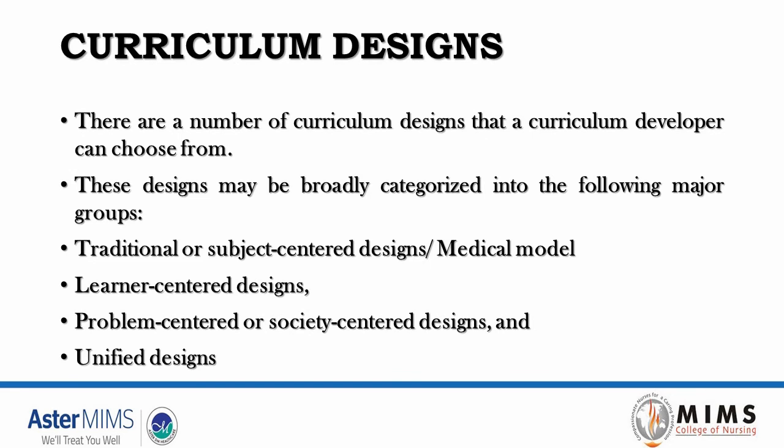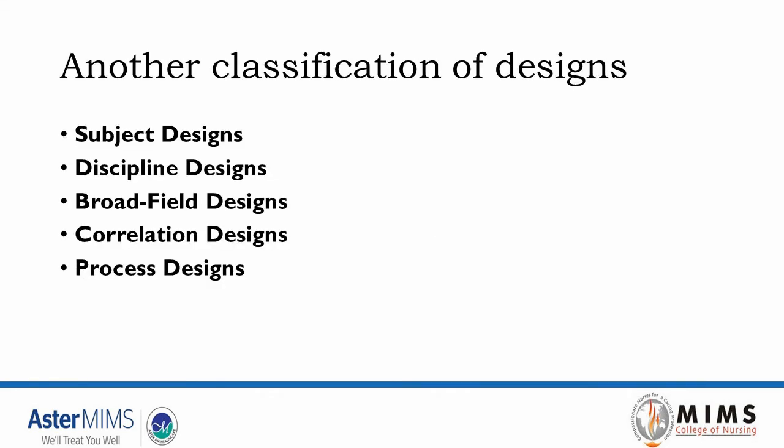Then we have talked about the elements, components, and dimensions of curriculum design. Now we briefly go through what the types of designs are. There are different types of designs available. These designs may be broadly categorized into the following major groups: traditional or subject-centered designs, which we call our medical model in health science, then learner-centered designs, problem-centered or society-centered designs, and unified designs, etc. And again, another classification: subject designs, discipline designs, broad field designs, correlational designs, process designs, etc.